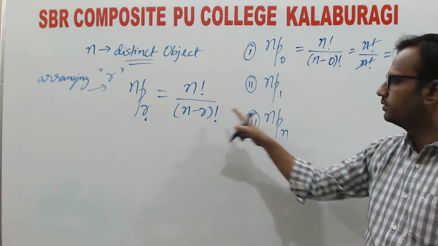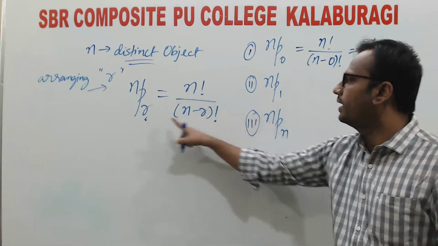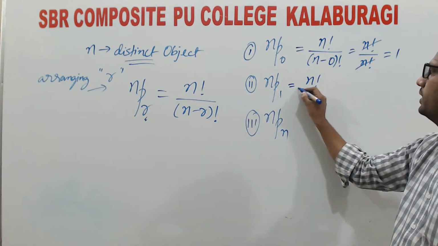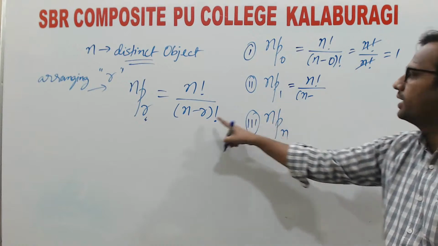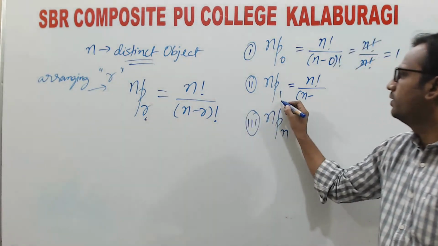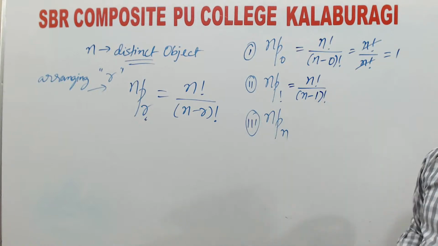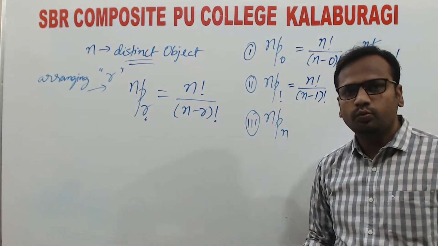Similarly, same thing. Just go on substituting n as n and r as 1 in this formula. So what happens? N factorial divided by n minus r factorial. Instead of r, what do we have? 1. So just substitute r as 1 now. What happens? N factorial divided by n minus 1 factorial.